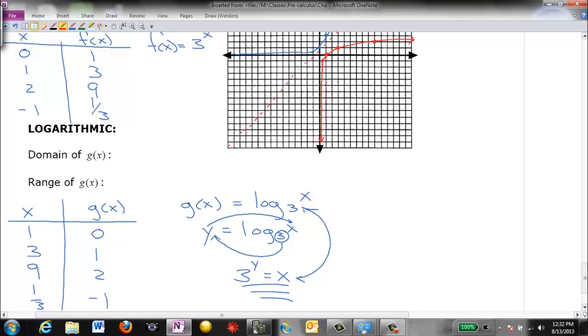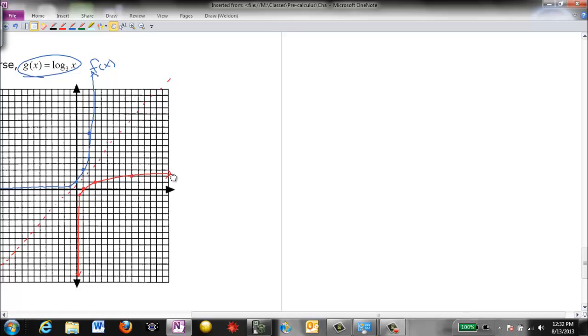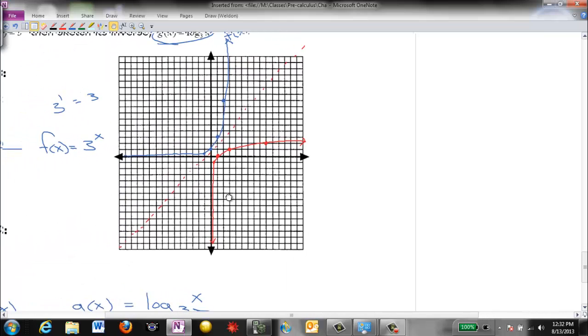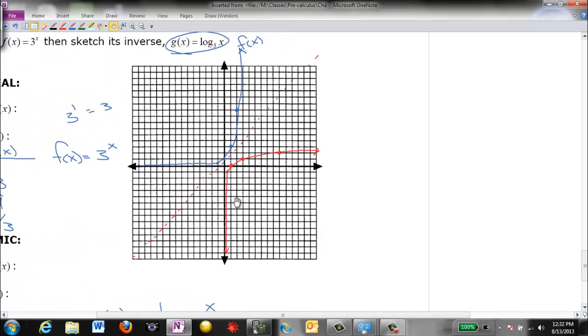And if we look at these graphs, you can clearly see that there is a reflection about that line y equals x, right? So here's y equals x, here is g of x, and there is f of x, and it clearly demonstrates that reflection about the line, which shows that they are inverses of each other.